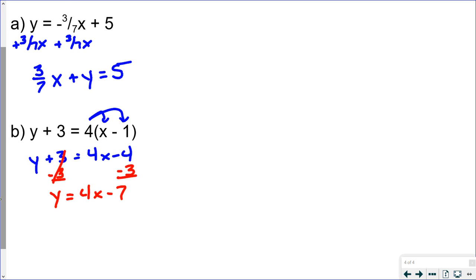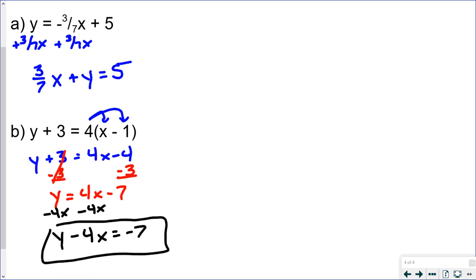And now let's move the 4x over to the other side. So I subtract 4x from both sides. And so I have y minus 4x equals negative 7. That minus sign doesn't disappear. It belongs to the 7. All right, so there's your standard form.